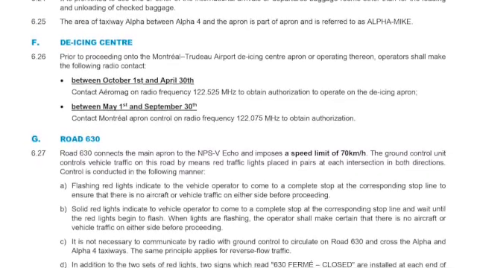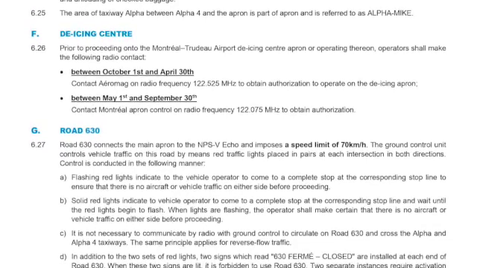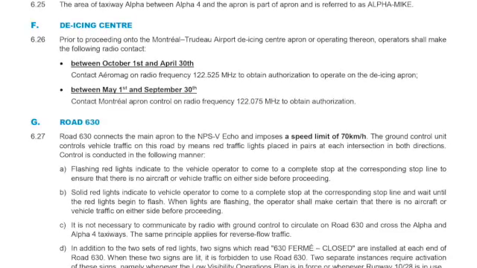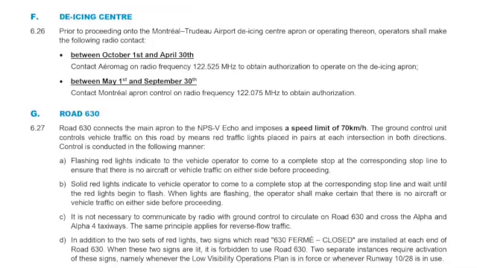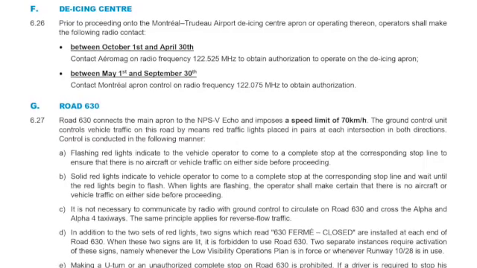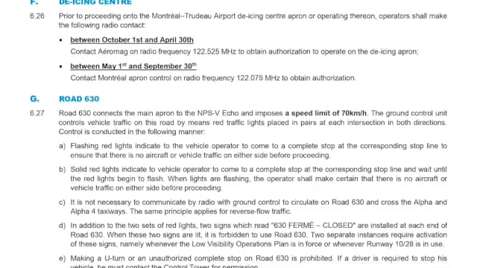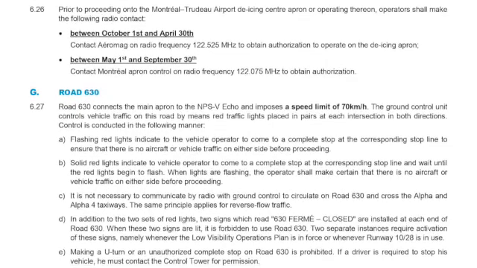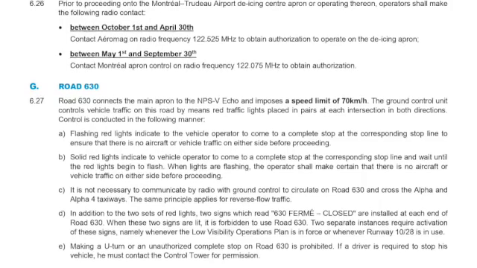ensure that there is no aircraft or vehicle traffic on either side before proceeding. B. Solid red lights indicate to the vehicle operator to come to a complete stop at the corresponding stop line and wait until the red lights begin to flash. When lights are flashing, the operator shall make certain that there is no aircraft or vehicle traffic on either side before proceeding. C. It is not necessary to communicate by radio with ground control to circulate on Road 630 and cross the Alpha and Alpha 4 taxiways. The same principle applies for reverse flow traffic.